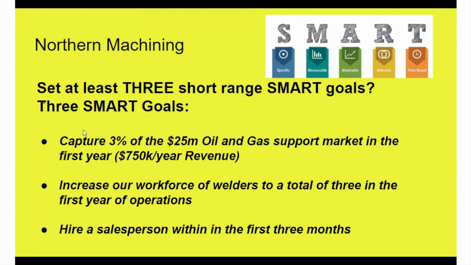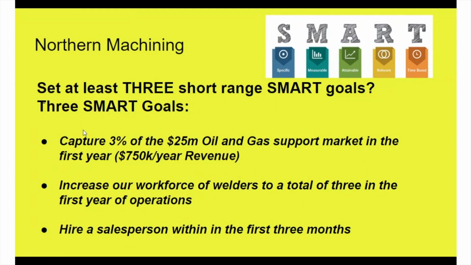The second goal would be to increase our workforce of welders to a total of 3 in the first year of operation. So we're going out and hiring some welders, recognizing that one of the weaknesses or challenges we identified is that we don't have enough welders for that business. So to bring up 2 extra welders, is it specific? Yep, 2 extra welders. Is it measurable? Yep, 2 is an easy number to count when you put them on a paycheck. Is it achievable? Well, we assume there are enough welders out there in the business that we can potentially attract them. Is it relevant? Absolutely. That's our business. And is it time-bound within the first year? Certainly is.